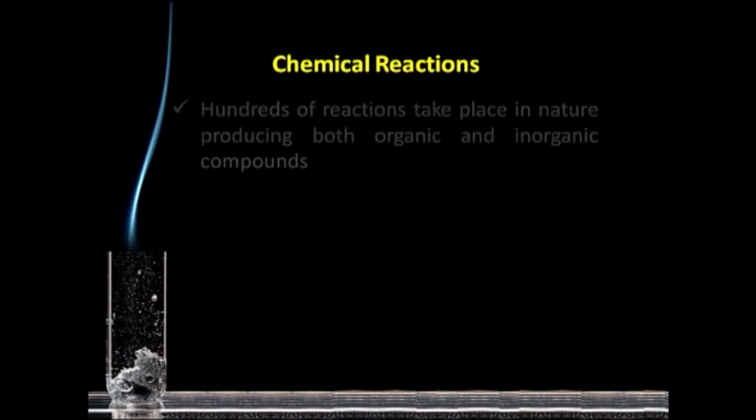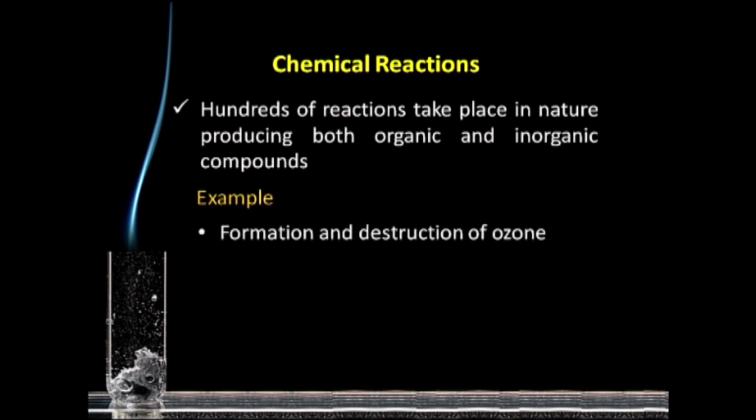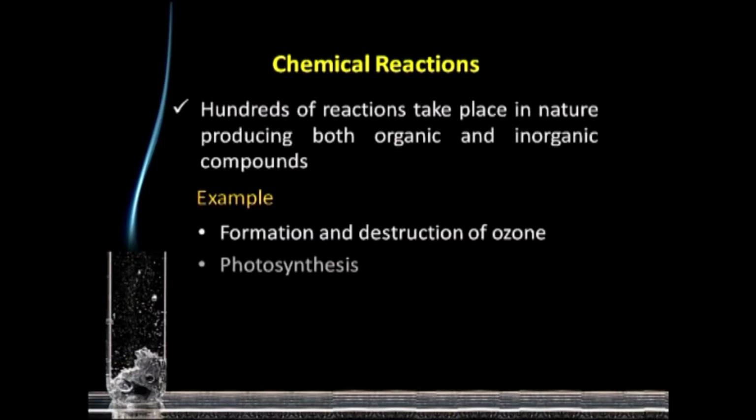Chemical reactions. We come across hundreds of chemical reactions in nature, producing both organic and inorganic compounds. Let us look at some examples. Formation and destruction of ozone. We talk about the ozone hole, you remember? Ozone is formed, and the rate at which it is formed and the rate of destruction of ozone were in balance. But due to pollution, the destruction rate has gone up and there is an ozone hole.